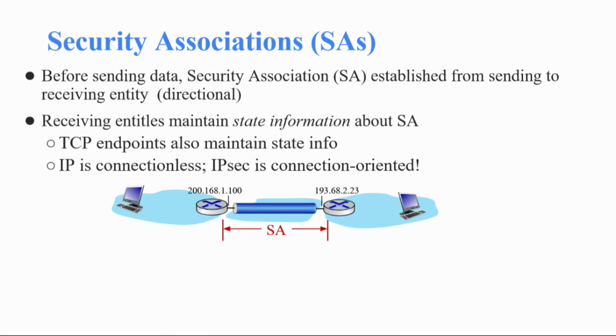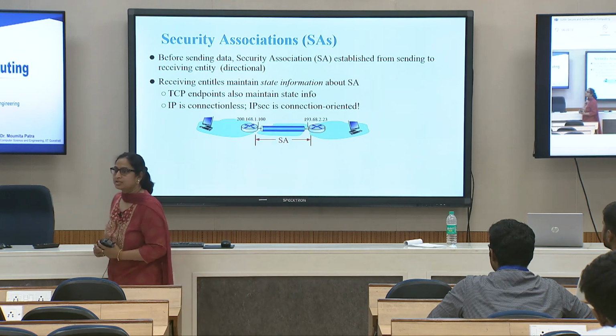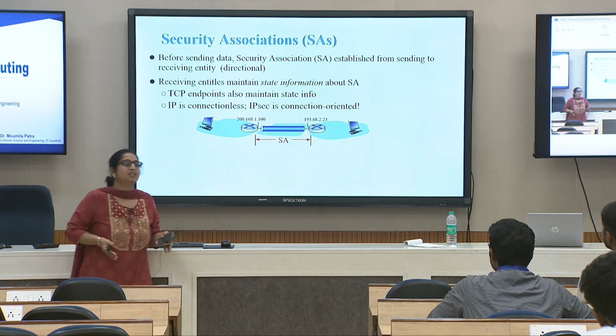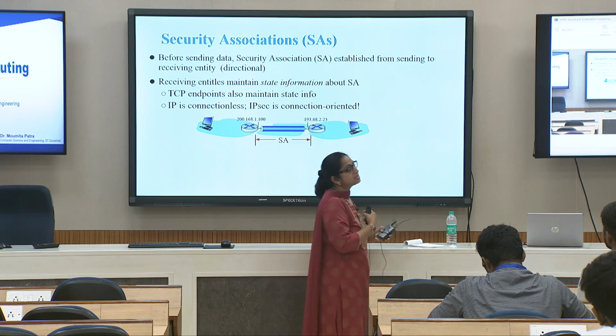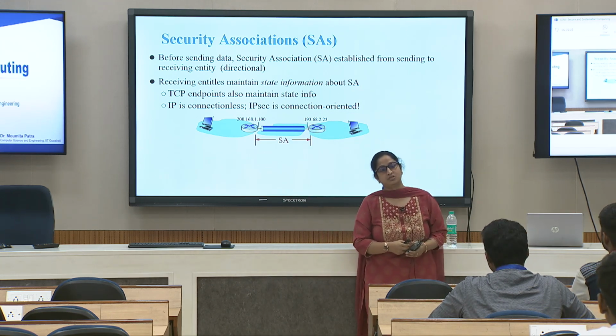One more term that we need to know is security associations. It is nothing but a logical connection between any two entities over the network layer. Before sending any data, you need to create an SA. An SA needs to be established between the sending and the receiving entity. The receiving entities will maintain the state information about the SAs. Now what's happening here? IP is connectionless, that's what we know, right? But when we are maintaining state information, it is no more connectionless, it becomes connection oriented. That is why IPsec becomes connection oriented in nature.